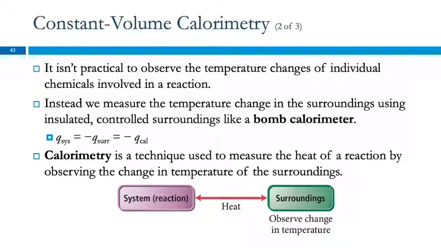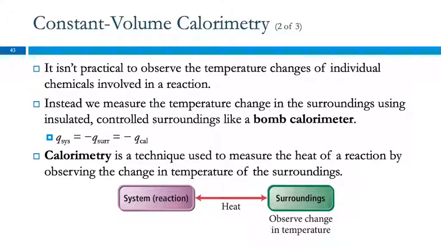A bomb calorimeter is insulated and gives us very controlled surroundings. And so the Q for the system is equal to negative Q for the surroundings. Heat lost by the system is gained by the surroundings. The sign is opposite. And here we can make the calorimeter be the surroundings. It's well insulated, and so we don't have to consider the rest of the universe.